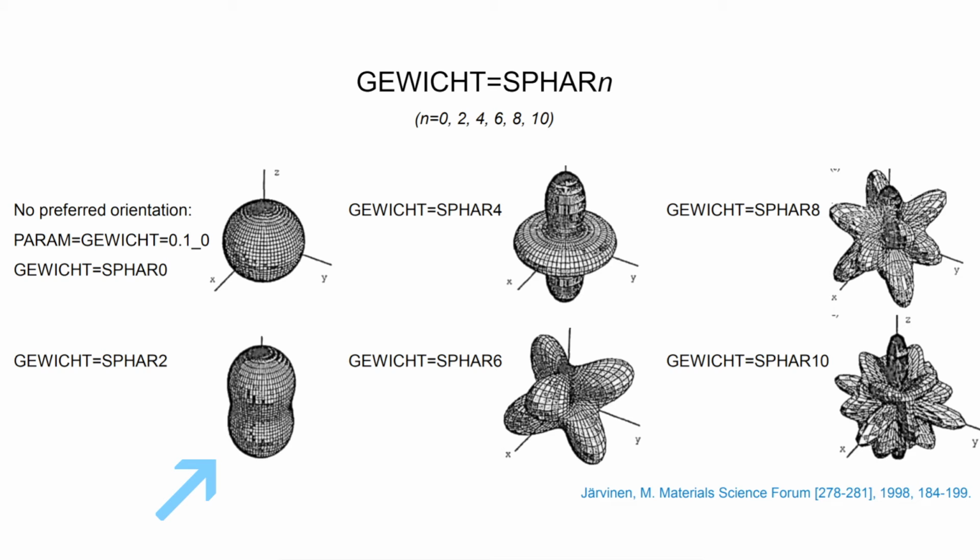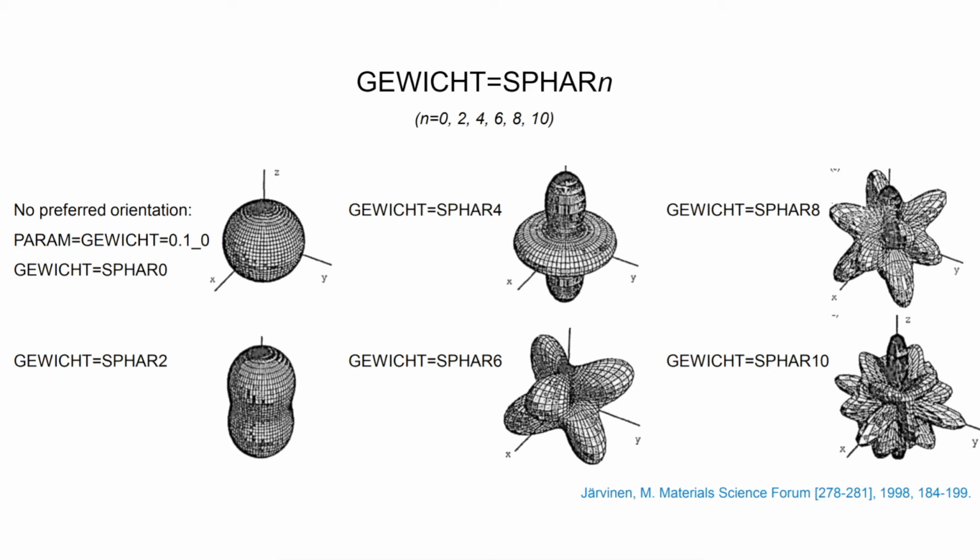Such a texture model with one preferred orientation can be modeled with a symmetrized spherical harmonics function of the second order. So if we switch Gewicht refinement to SPR2, we could refine a texture model with one preferred orientation. If we need a more complex model, for example, accumulation of vectors in vertical direction and also in the sample plane, in the XY plane of the sample, we would have to use a more complex model, for example, SPR4.